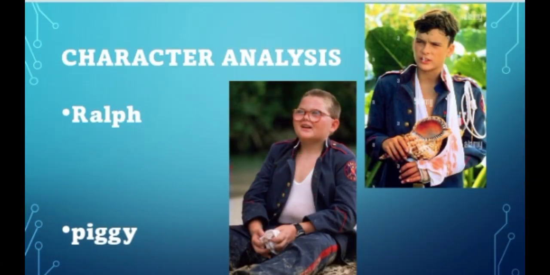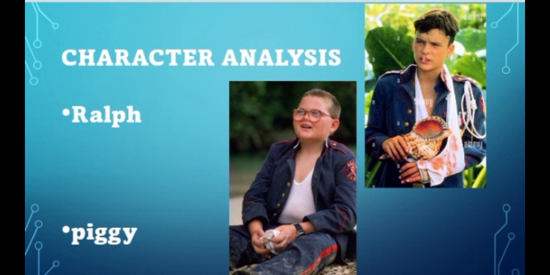Then we analyze the four major characters of the novel Lord of the Flies. Ralph is a good boy. He is a symbol of law, governance, civilization, and civil society. He is also the symbol of goodness, order, unity, and community. Ralph belongs to a middle class family. He is the protagonist of the novel.